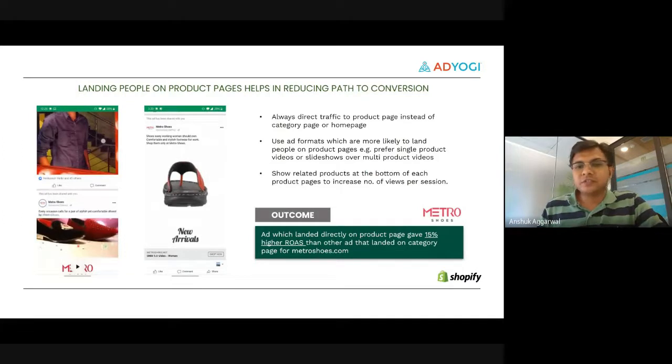So a rule of thumb is very simple. Fewer clicks to conversion, higher the conversion rate. When you land people on the homepage, you're actually giving them way too many options. And people generally, it's an impulse buy. So they may not be very free at that point in time to explore all the categories, explore all the products. So typically landing on the product page is recommended.